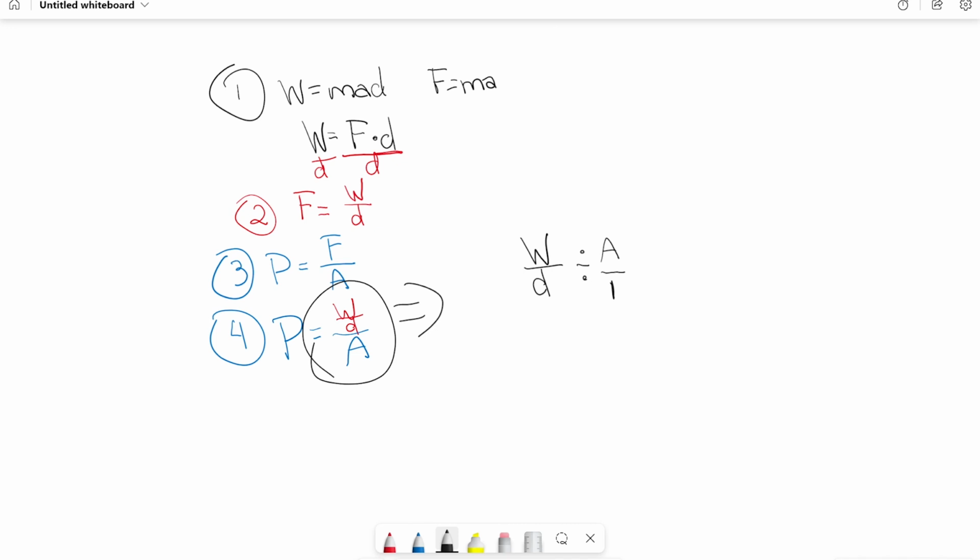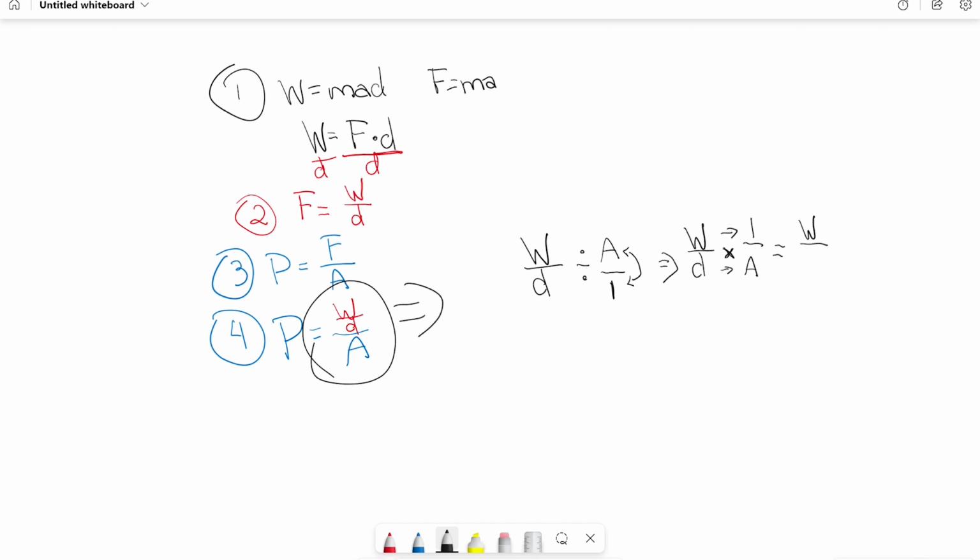And if you're ever dividing fractions, in order to be able to do this, you flip the second fraction and multiply. So that would become work over distance. The first fraction doesn't change, but the second one is going to become a multiplication sign, and now it's going to be 1 over A. And now if you're multiplying fractions, you just multiply the numerators together and the denominators together. So we're going to get 1 times W is just W, and D times A.